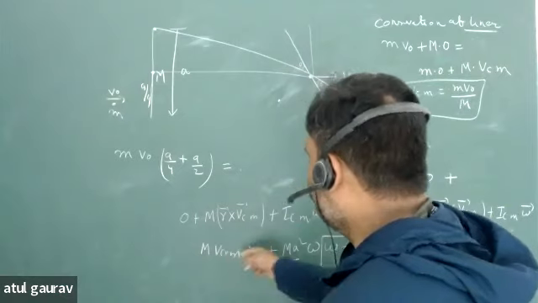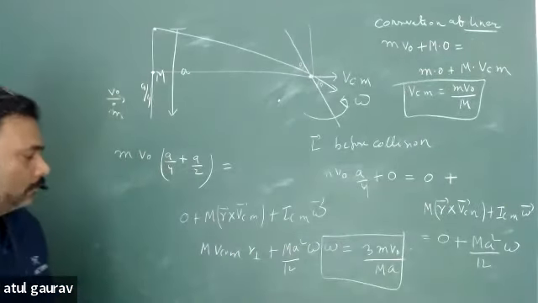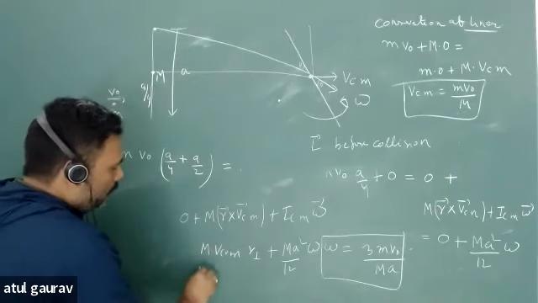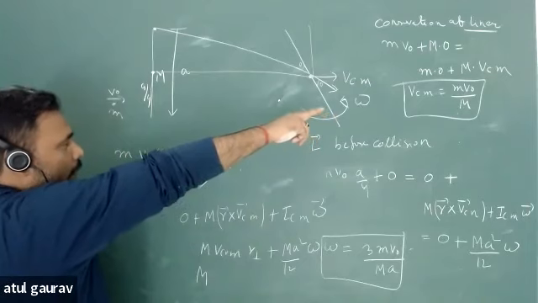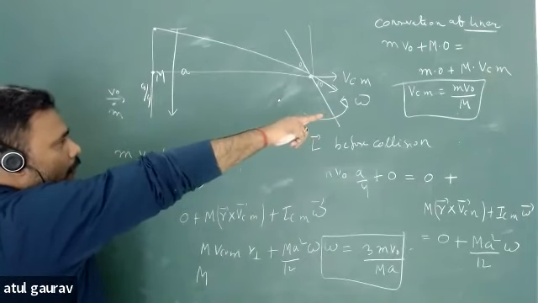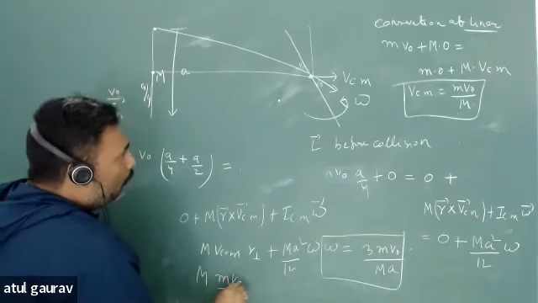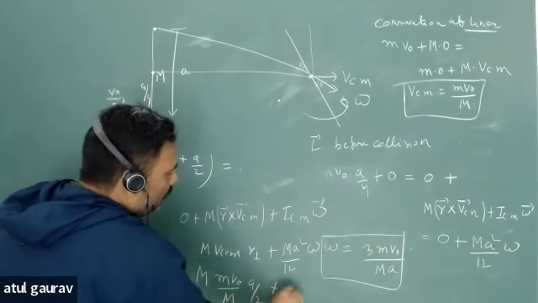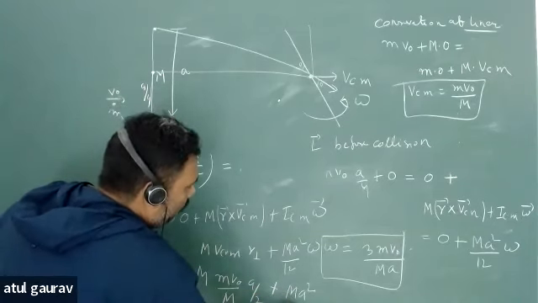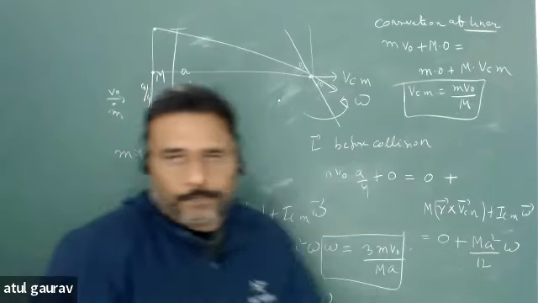Now, what is perpendicular distance here? A by 2. So M, and what is VCM? VCM we have calculated from there, isn't it? Yes, sir. So what is this value? M V naught by capital M, and that is A by 2, MA square by 12 omega. दिखाई दे रहा है ये आपको?